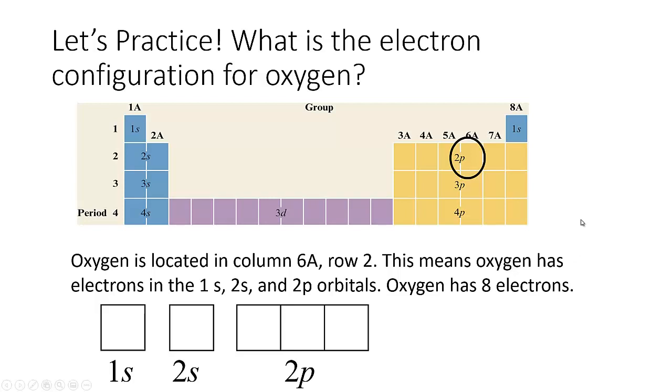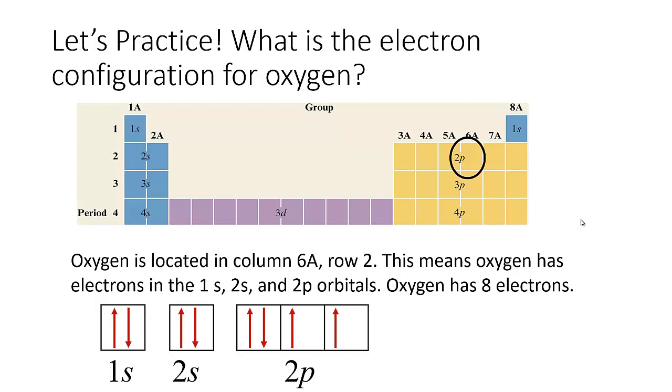As we do it, we are going to fill the 1s first. Then we're going to fill the 2s up, then down, and every arrow represents 1 electron. So we have 8 of these arrows to fill. Next we're going to fill in the 2p like this first, and then we're going to come back with our last electron and fill in the first box of 2p.